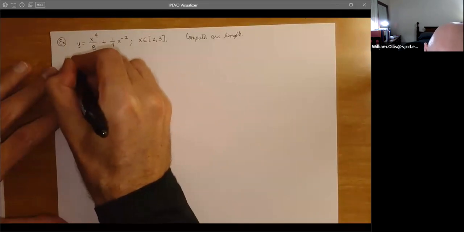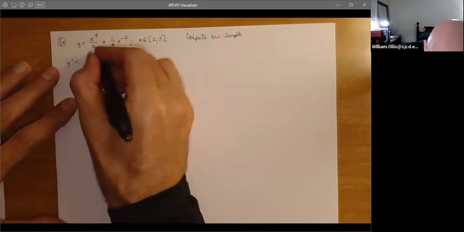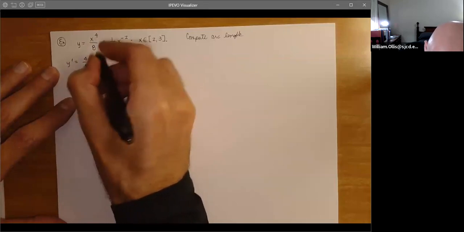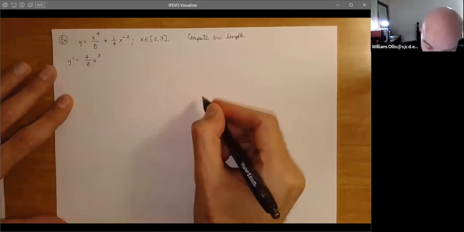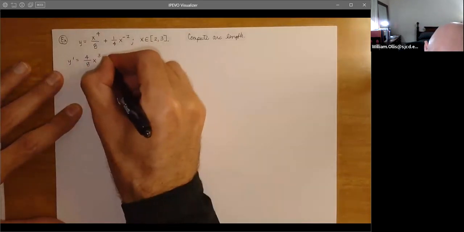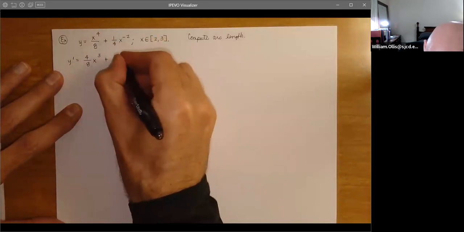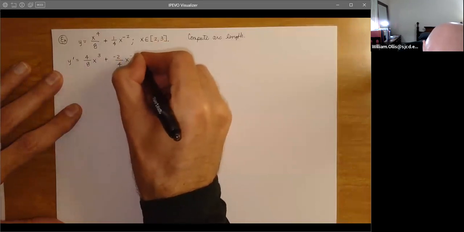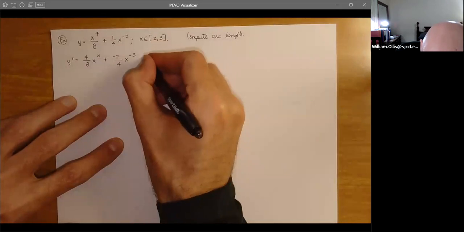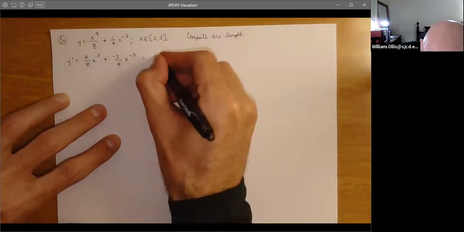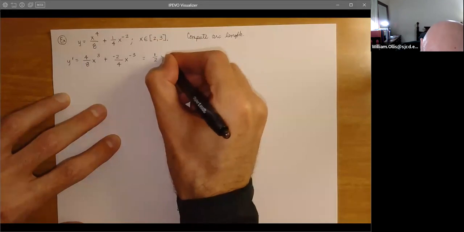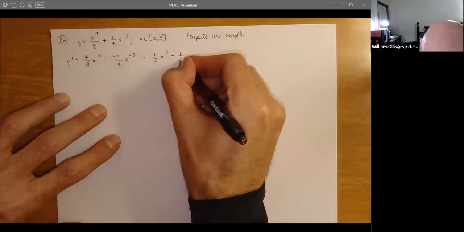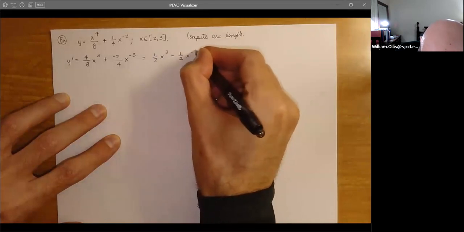So first thing we're going to do is y prime, take the derivative. So we're going to have 4 over 8 x to the third, just using the basic power rule. And then plus, we'll bring the negative 2 over 4 x to the negative 3. Okay, so let's reduce that a little. This will give us 1/2 x cubed minus 1/2 x to the negative 3.